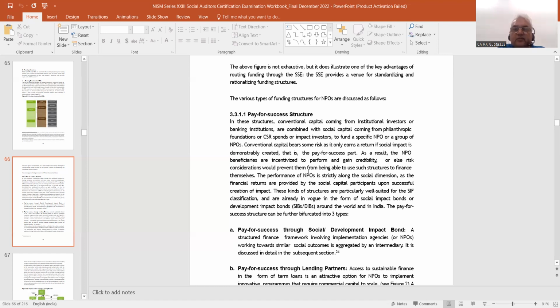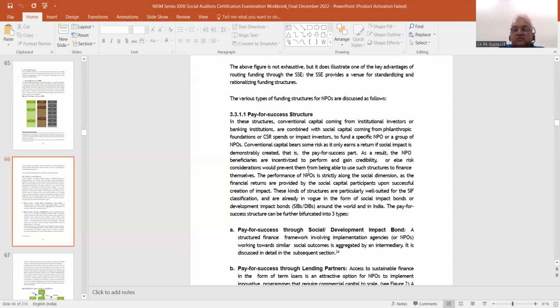As a result, the NPO beneficiaries are incentivized to perform and gain credibility, or else risk being unable to use such a structure to finance themselves, because only those NPOs will get funds which are able to create a social impact, and other organizations for which the social impact cannot be adequately demonstrated will not be able to get funds. That is the basic idea.